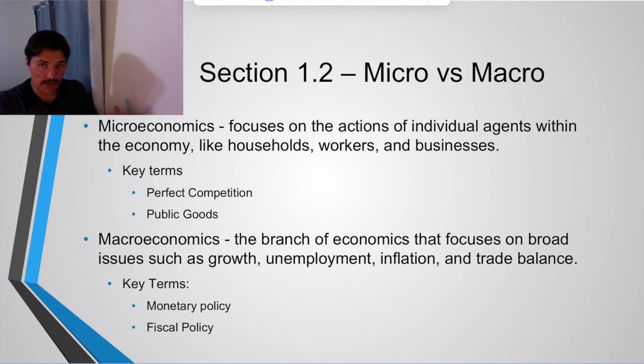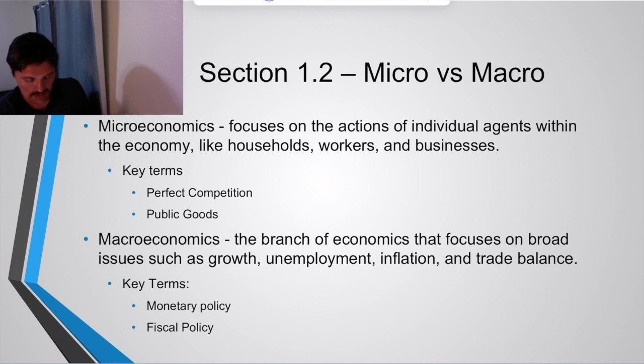All right, so for microeconomics, micro meaning smaller, we're going to look at a smaller scale. So we're going to be focusing on the actions of individual agents within an economy, like households, workers, businesses. There is some government involved in there, but again, it's much on a smaller scale.